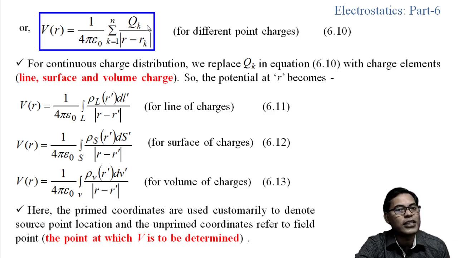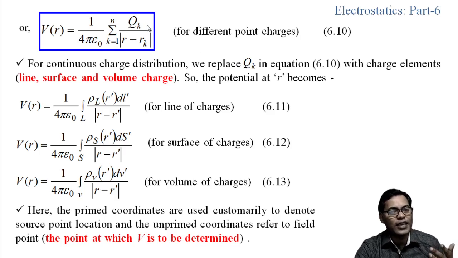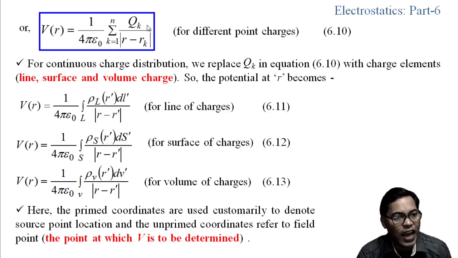have to replace this q_k, just like the case we have considered for the line charge, surface charge and the volume charge. Here also we can find the potential at a point for the line charge, for the surface charge, for the volume charge. Here the line charge, surface charge and the volume charge are the test charges.